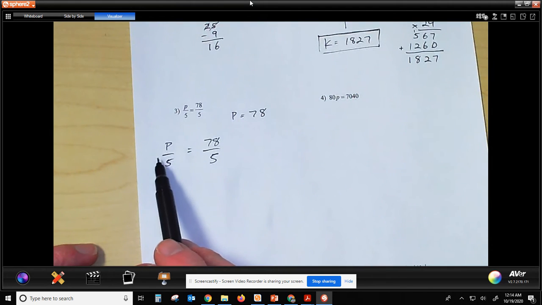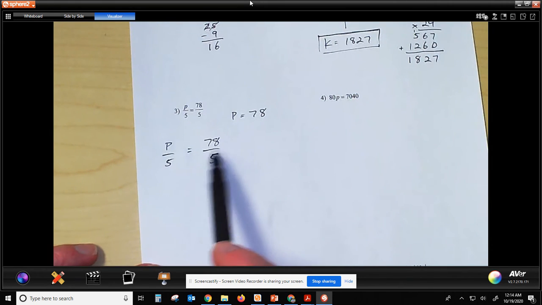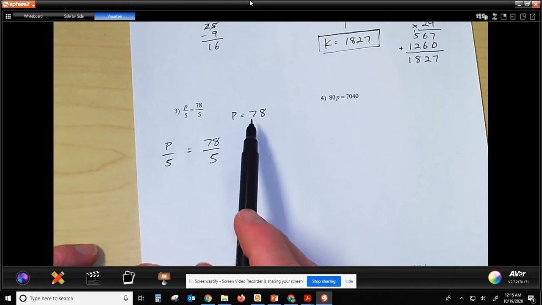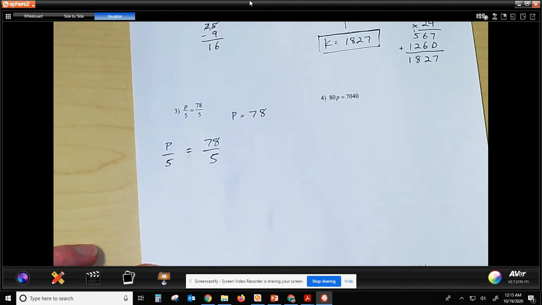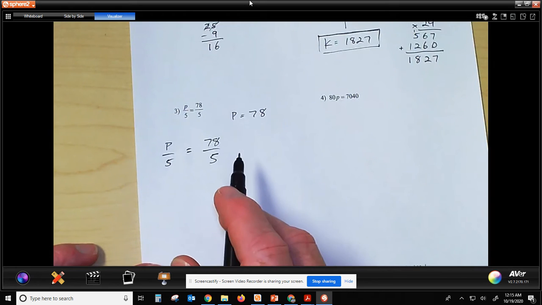If a fraction divided by 5 is equal to another fraction divided by 5, and I have one number on the top in the numerator, it's going to be the same number because this is a statement of equality. So the answer is P equals 78.